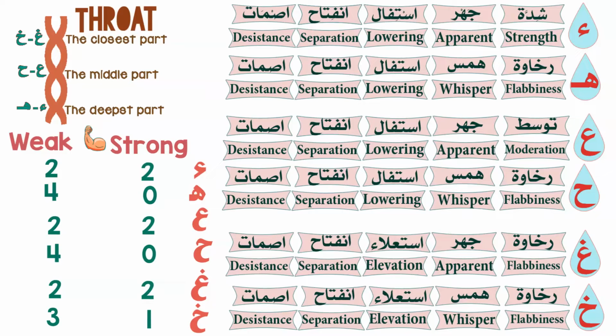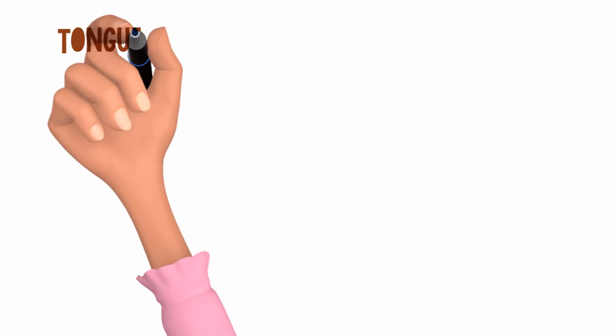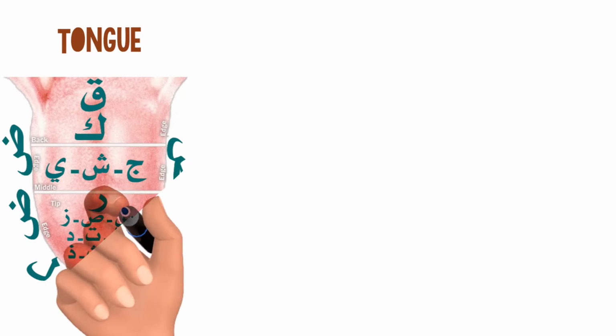If we look here, we can figure out that the ha and the ha are the weakest, while the strongest are actually the hamza, the ain, and the ghain, since each of them has two strong characteristics and two weak ones. The kha is in between. يعني not the strongest, not the weakest, since it has only one strong characteristic and three weak ones.